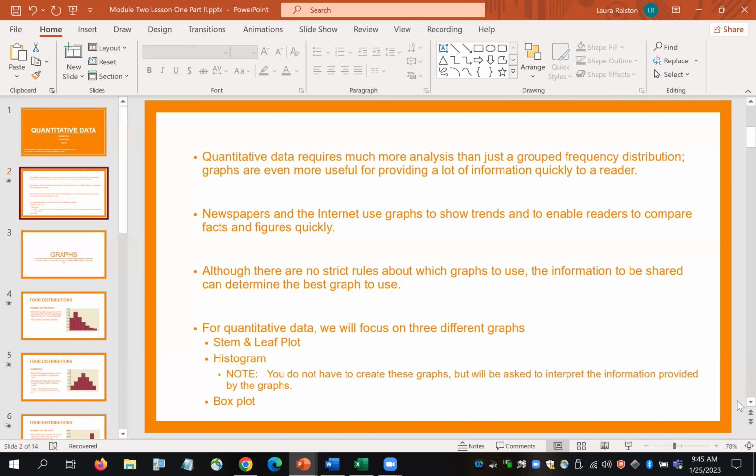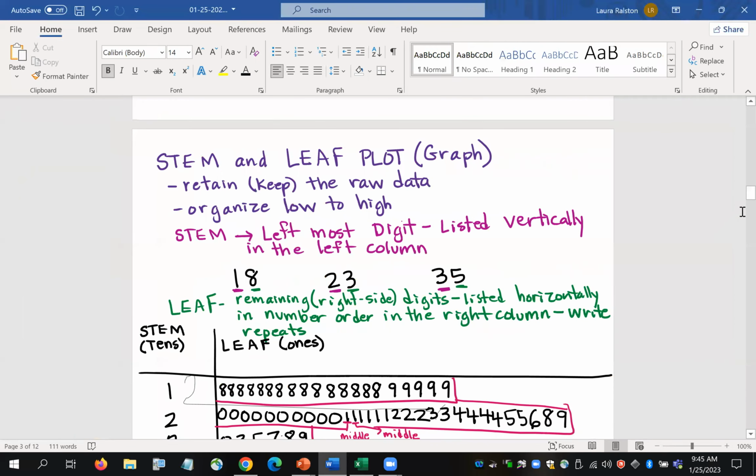There are a lot more than the 3 that we are going to focus on. We're focusing on stem and leaf, the histogram, and the box plot. We walked through the stem and leaf.